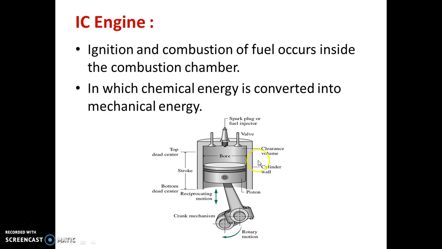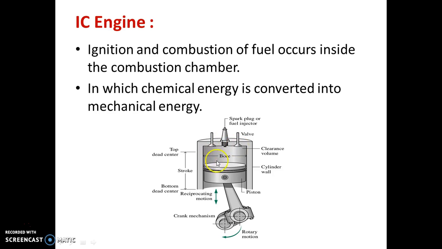This is the sectional view of IC engine. It mainly consists of cylinder and it is also called as a combustion chamber. This is the piston which reciprocates inside the cylinder. This is a connecting rod which connects this piston with the crankshaft. This is inlet valve and this is exhaust valve.